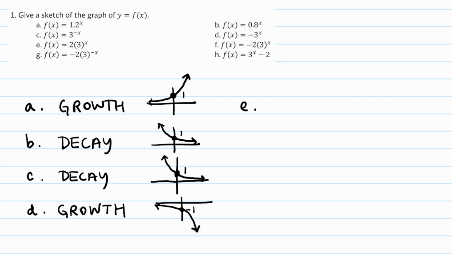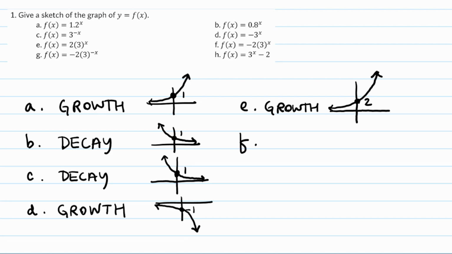E is 2 times 3 to the x. That's going to be growth in a positive way, but it's multiplied by 2. I'm much better at drawing exponential growth than negative exponential growth, I'd say. Wait, E is 2 times 3 to the x, so that would be a 2 here.